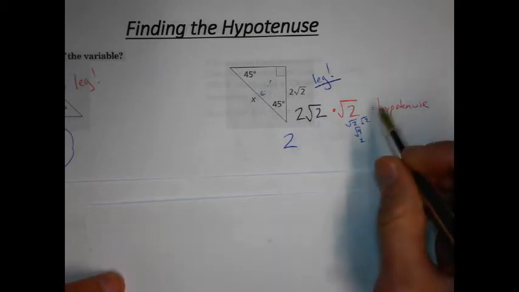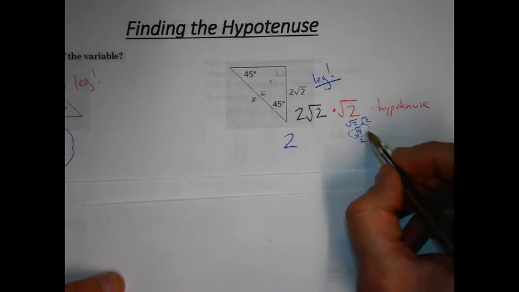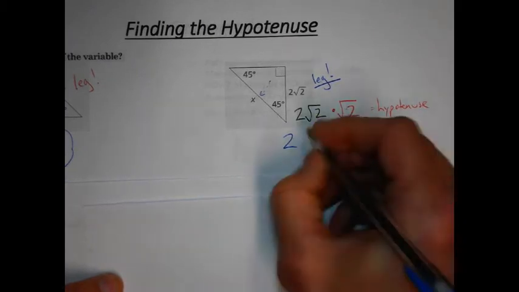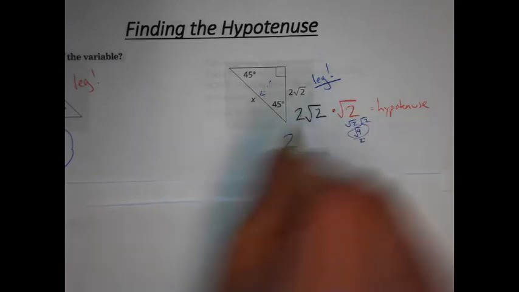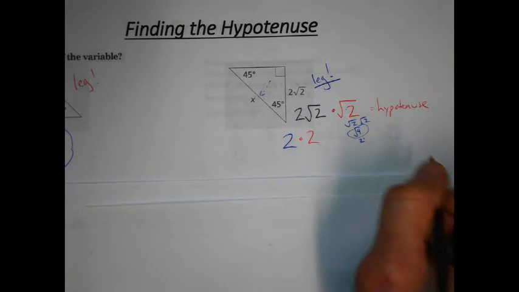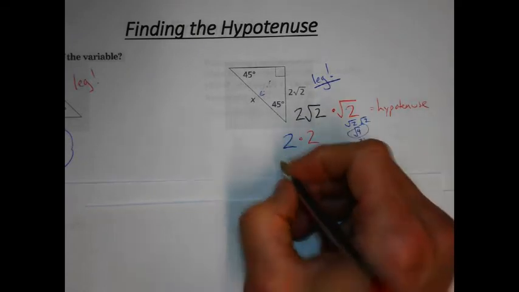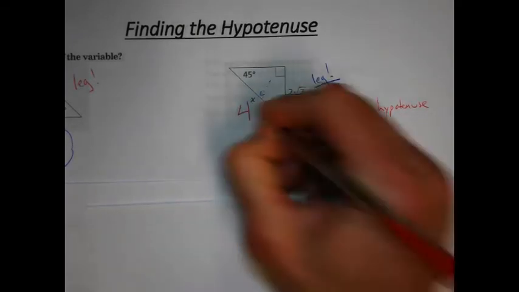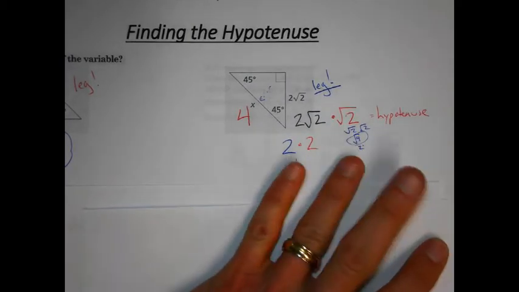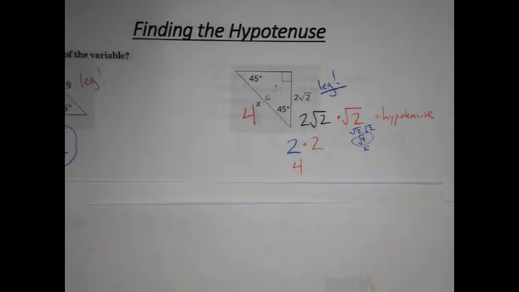So do we even need that little step there? No, shortcut. The square root of 2 times the square root of 2 is 2. So this 2 is 2, and the square root of 2 times the square root of 2 is another 2. Guess what that makes the hypotenuse? That makes the hypotenuse 4 units. So that's how we find the missing variable. We have to know a few things with radicals. I'll show you some more in a bit.